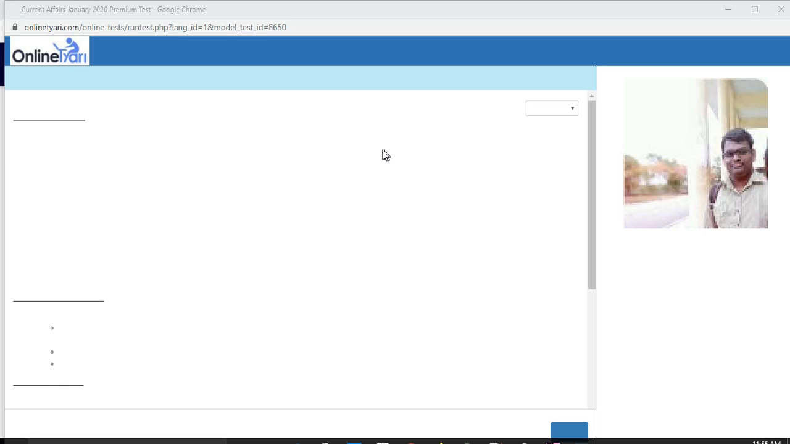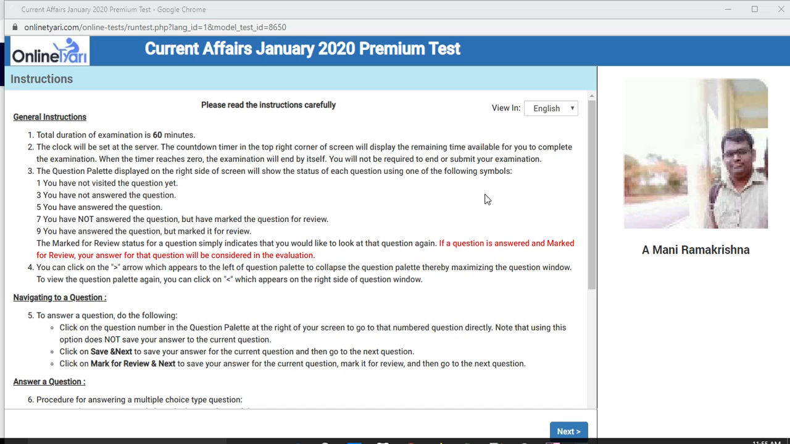Let us see. It will take time to load the exam due to the network connection. This is my login. Whenever you have an online test, the instructions will be there. Here is the logo of the examination and the test name. I'm showing here the January 2020 premium test. Here are the instructions. You have 60 minutes of time, and the clock is set by the server. The clock is also available here.